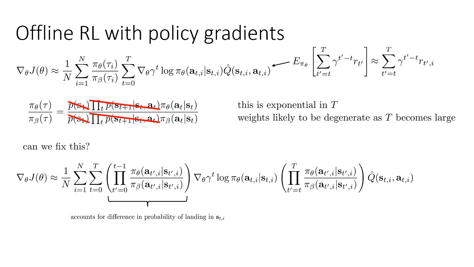So the first part accounts for the difference in probability of landing in st, because we have states sampled from d pi beta and we want states from d pi theta. And the second part accounts for having the incorrect q hat, because q hat here in the classic Monte Carlo policy gradient is formed by just summing up the rewards that you saw from pi beta, and instead what you want is the rewards from pi theta.